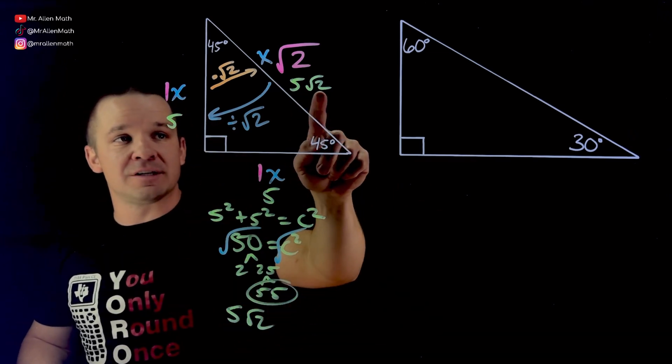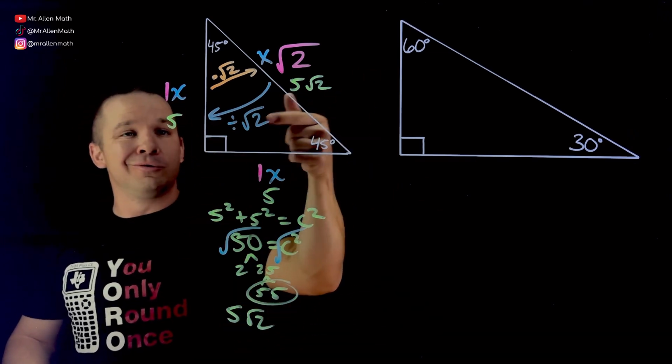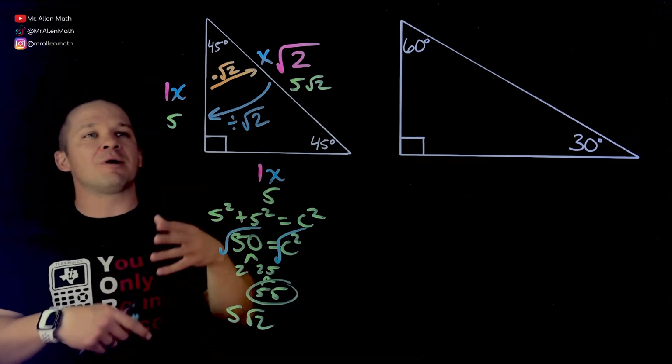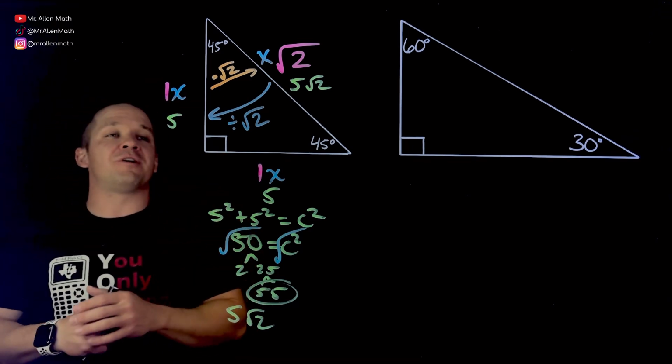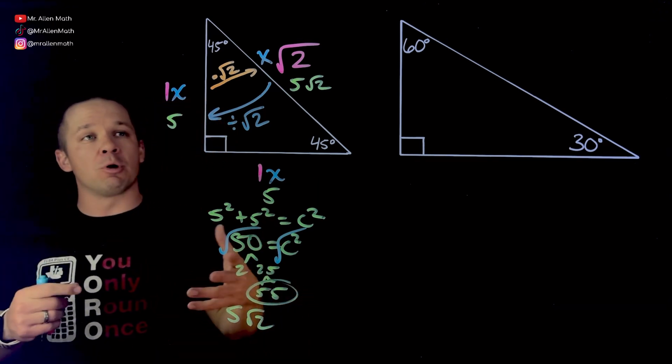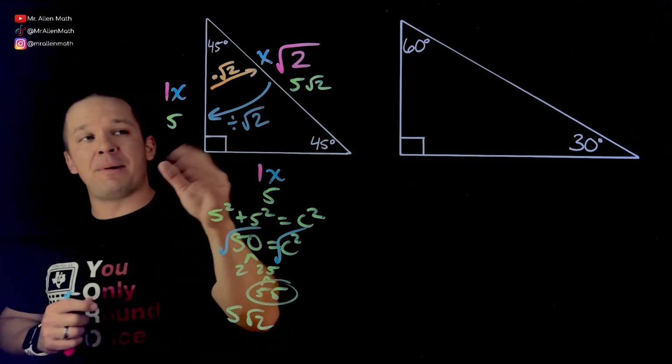As you can see here, if this is 5 root 2 and I divide by root 2, the root 2's cancel, I get back to 5. Sometimes it's a little more complicated. We got to do some denominator rationalization and fun things. We'll save those for some later examples. All right? But there is our 45, 45, 90 triangle, our basic rule.